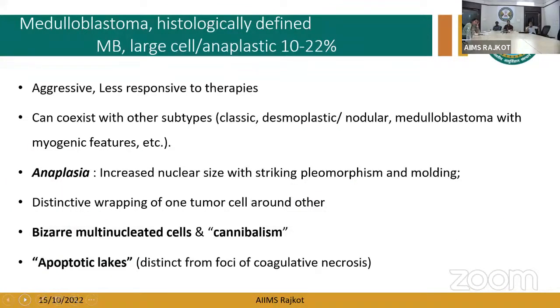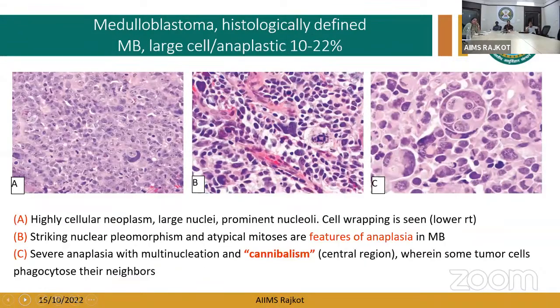Now the last morphological category, that is the large cell anaplastic, comprising 10 to 22% of the cases. It is an aggressive one, and it will be less responsive to the therapies. It can coexist with other morphological subtypes. There will be anaplasia, bizarre multinucleated giant cells, cannibalism will be seen, apoptotic lakes will be present.